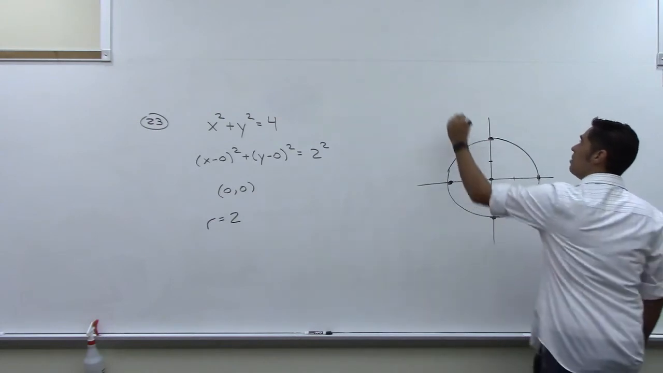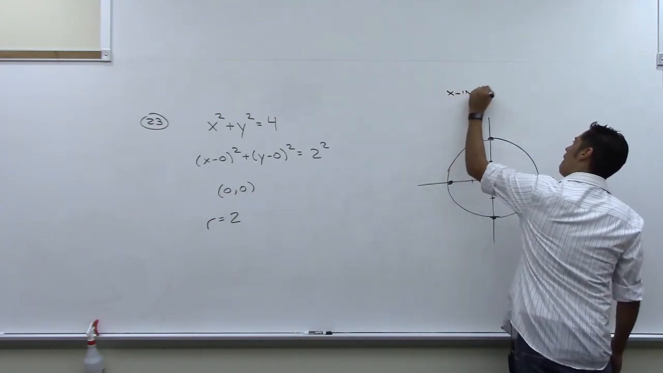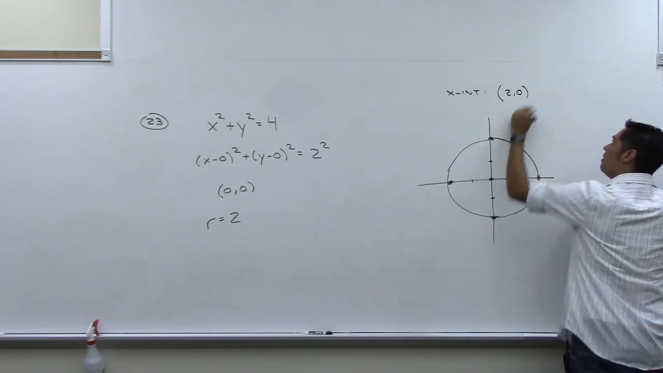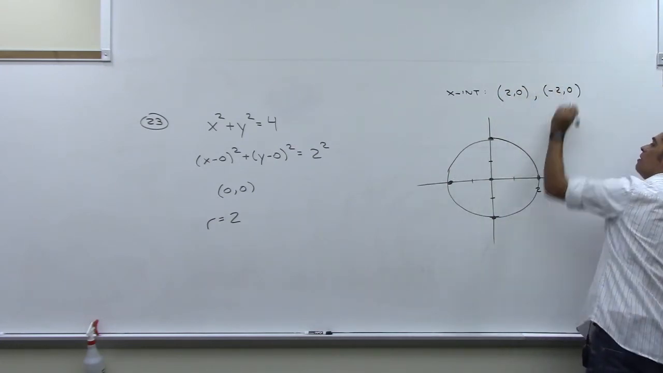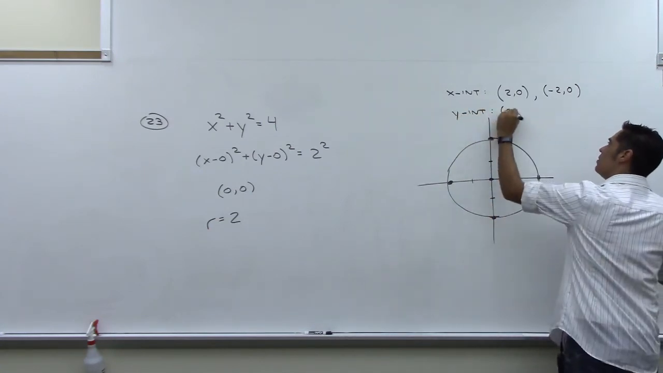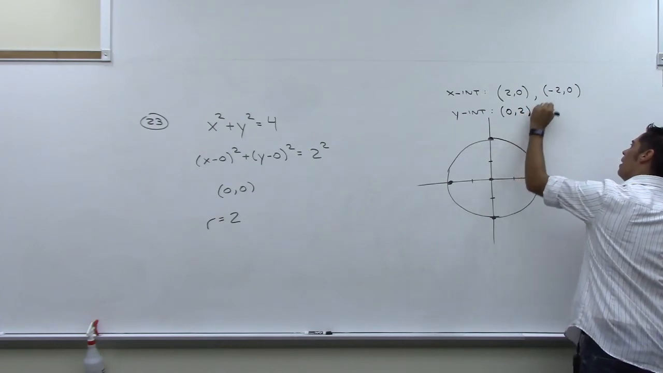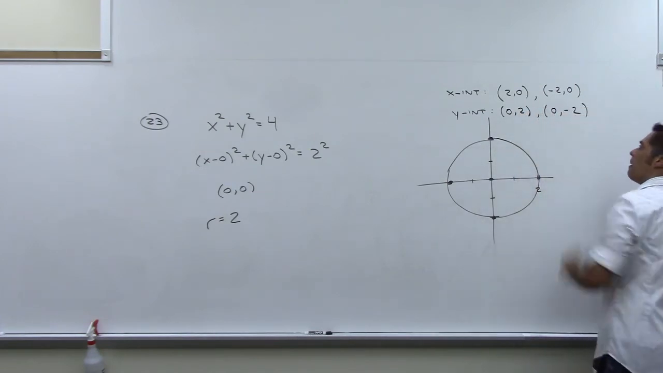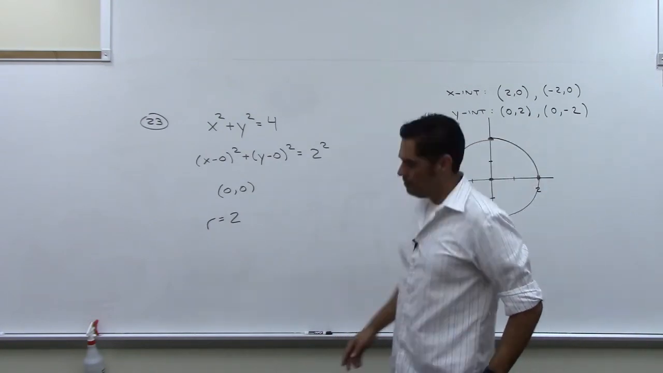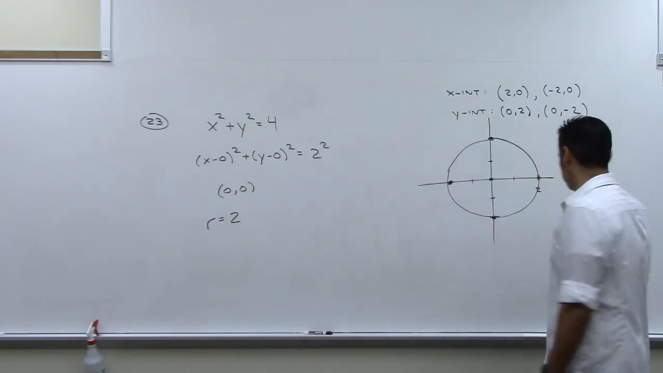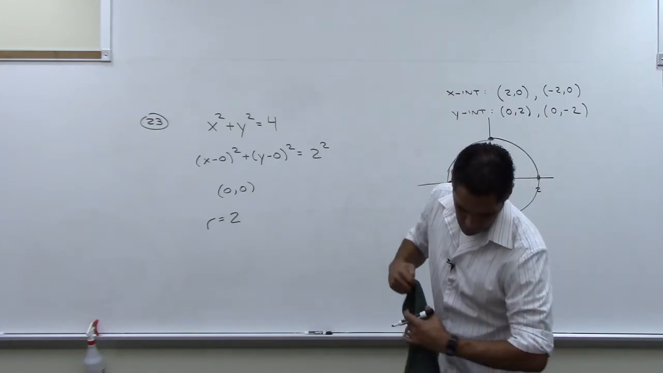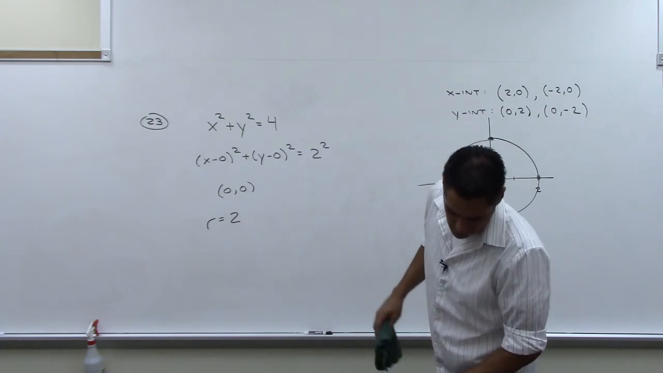And so I have x-intercepts. It hits here, which is 2, 0, and here, negative 2, 0. Y-intercepts hit here and here, so that's at 0, 2, and 0, negative 2. Yep, okay, that's all they wanted there. That was kind of not that interesting. Let's look at number 25.